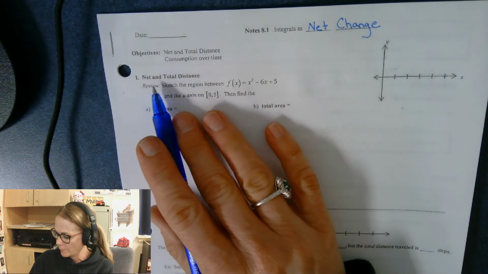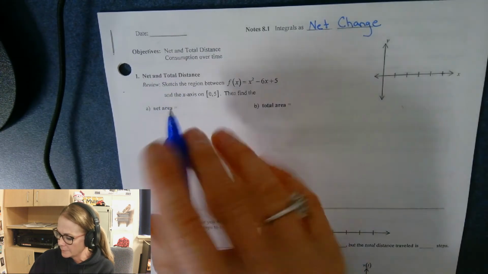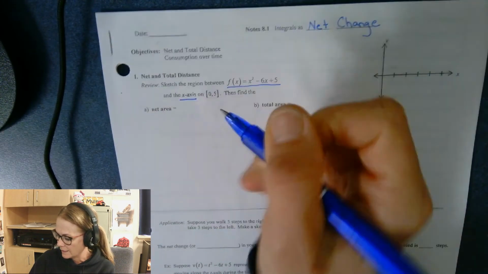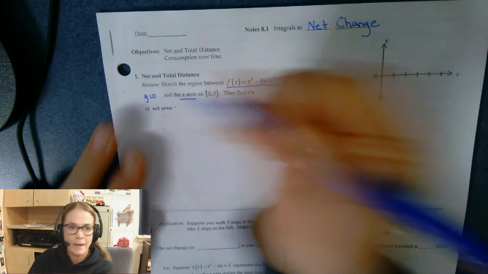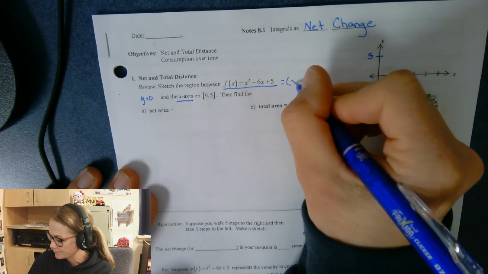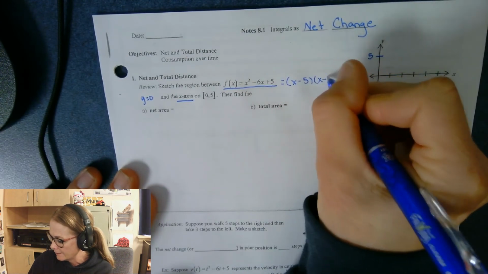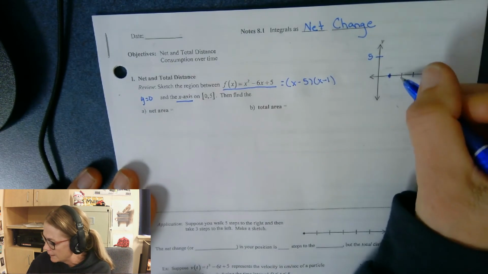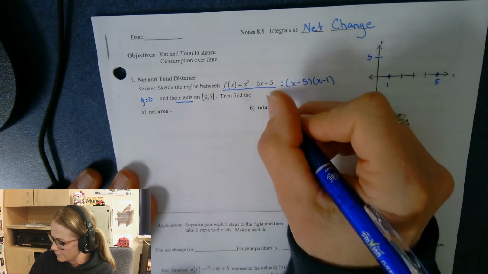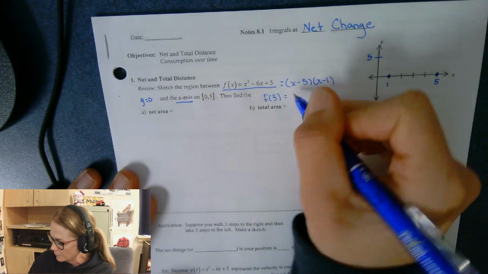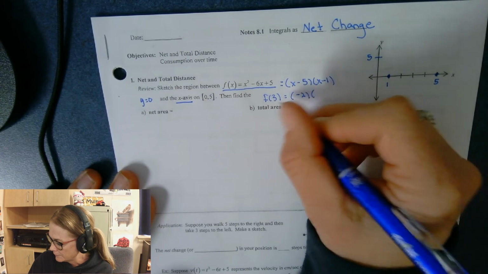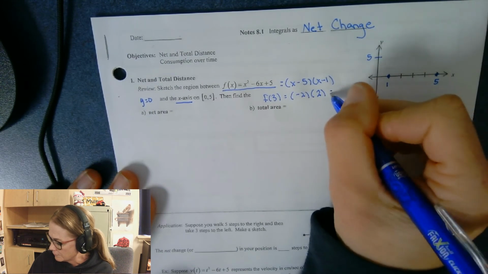So Roman numeral one here, net and total distance. We're going to sketch the region between this curve and the x-axis, which is a curve in and of itself, sort of. It's y equals 0. So let's sketch this. We have a y-intercept of 5. If we factor this, we see that we have x-intercepts of 1 and 5. The vertex will be at the middle, so f of 3, which will be 3 minus 5, which is negative 2, and 3 minus 1, which is 2, so a vertex of negative 4.